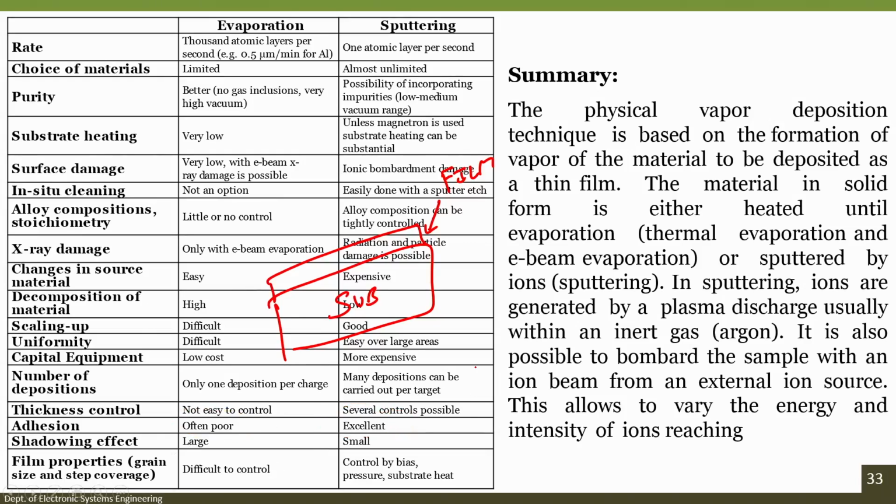And finally, you can change the film properties very easily in sputtering, because we have control: it can be controlled by bias, we have pressure to change, there is substrate heating, there is a bias voltage, and target bias also is different. So, we can change multiple properties of the film while using sputtering, while in case of evaporation it is difficult to control.